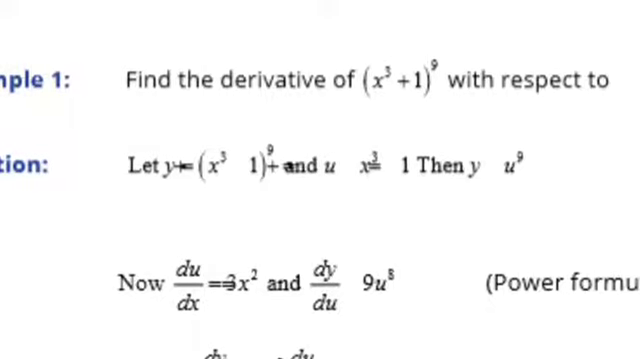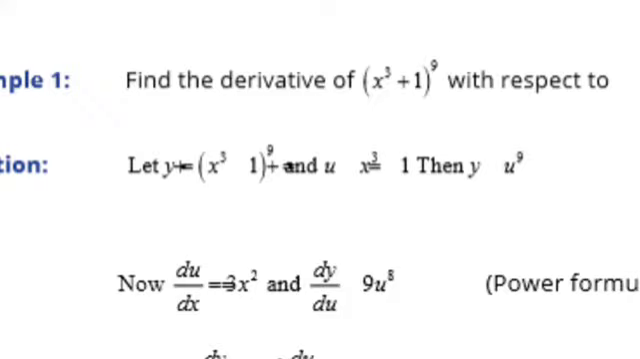Now here we have a function y equal to x cube plus 1 raised to power 9, and its base is x cube plus 1. So two functions: we have u equal to x cube plus 1 and y equal to u raised to power 9, because we let the base be equal to u. Now we differentiate both of these equations.